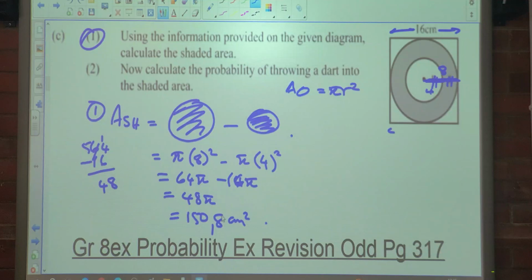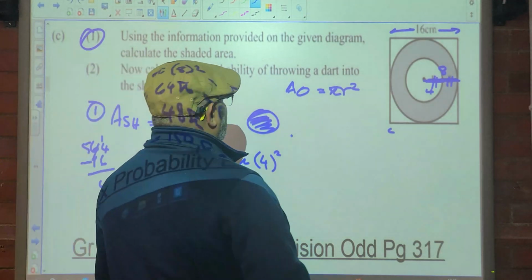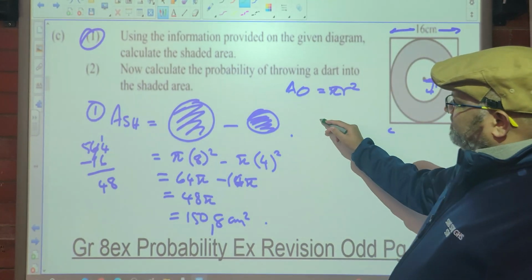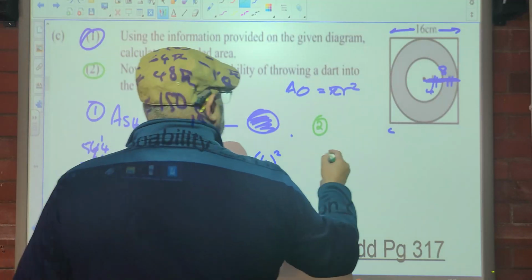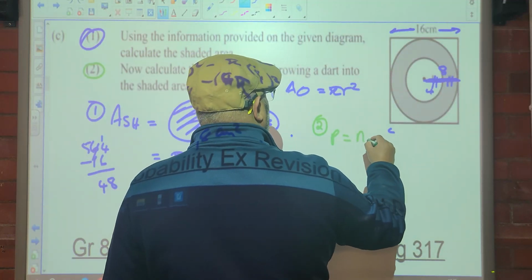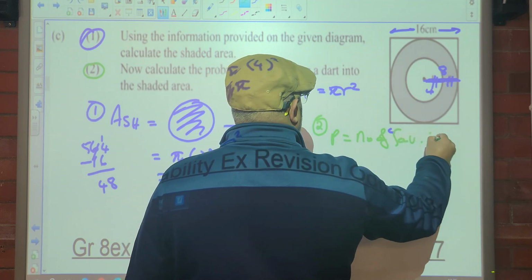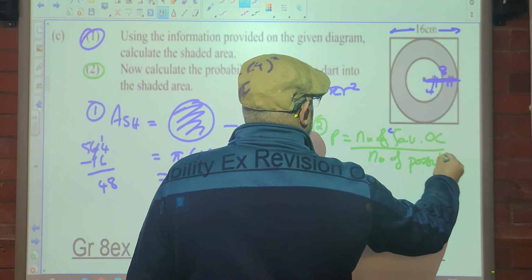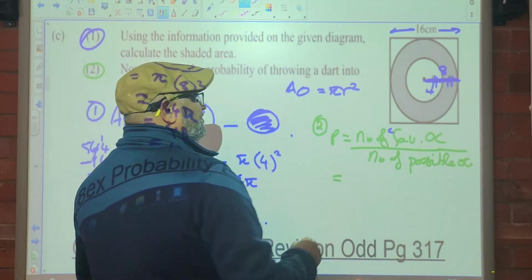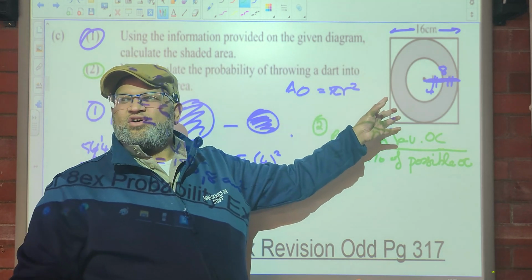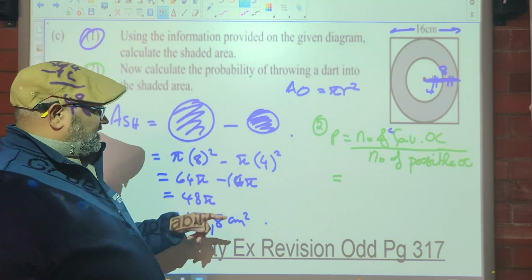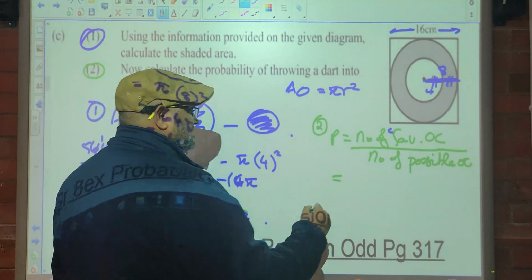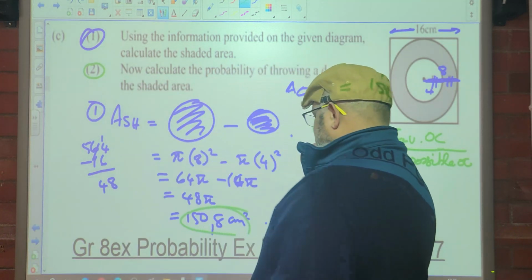Okay. Now calculate the probability of throwing a dot into the shaded area. So the probability now is going to be the number of favorable outcomes over the number of possible outcomes. Okay. So the favorable outcome is the condition. And what's the condition? Must go through the shaded area. And what is the shaded area? 150.8 centimeters squared. Can you see that?